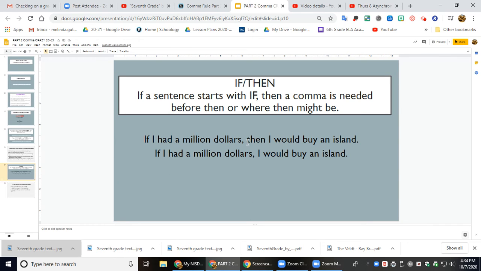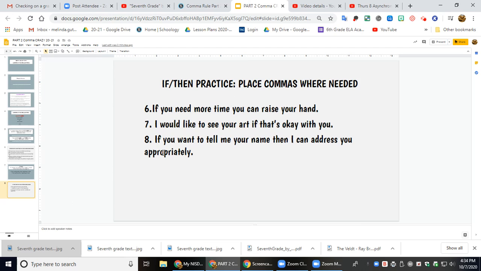If I had $1 million, then I would buy an island. So if we look at the sentence and we take out the word then, it would still make sense, but you still need a comma. If I had $1 million, I would buy an island. Here are my if-then comma rule examples. There are 3 sentences I'd like for you to complete.